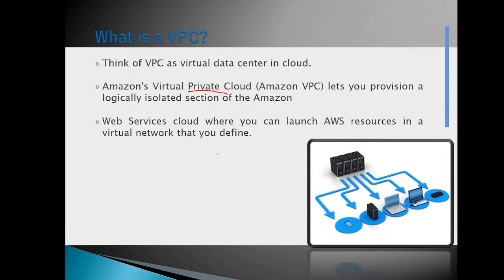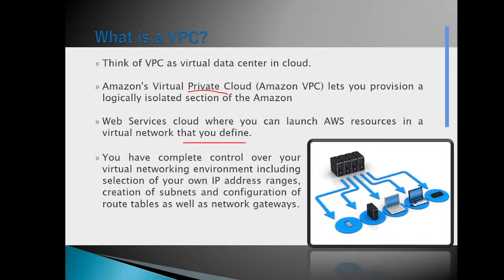So why is VPC important? It is a web service in the cloud where you can launch AWS resources in a virtual network that you define. You have complete control over your virtual networking environment, including selection of your own VPC IP addresses, creation of subnets, and configuration of route tables as well as network gateways. All these things we are going to learn one by one. These are the things we can control or configure as per our requirement.